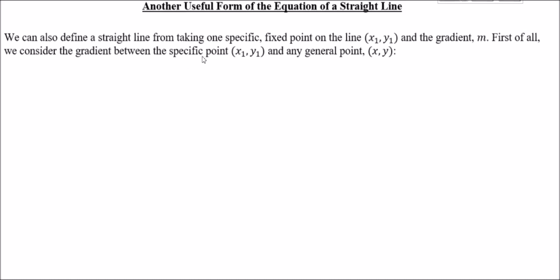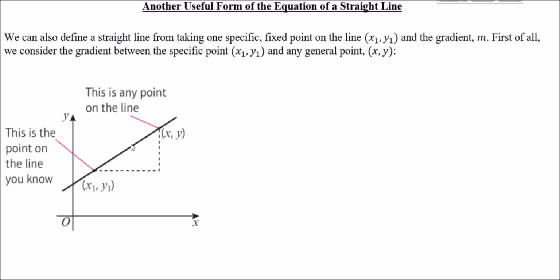So what you do need to know is you need to be able to consider how you could work out the gradient between the point you know and any general point. So if you have a specific point, how could you find an expression for the gradient that links the specific to the general? So first of all, let's just picture this on a diagram of a straight line. And so x, y is just any general point which can slide up and down on that line. So x and y is just any general point on that line. x1, y1, that's the specific point that you know about.